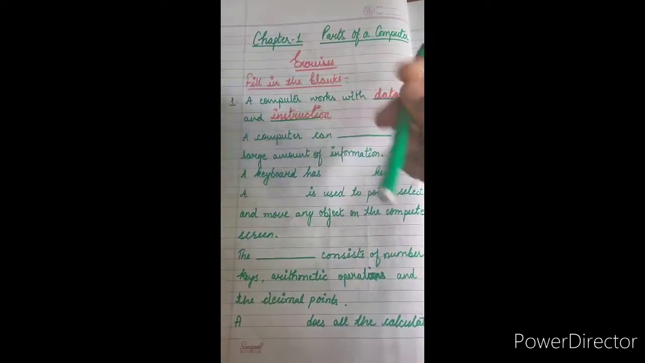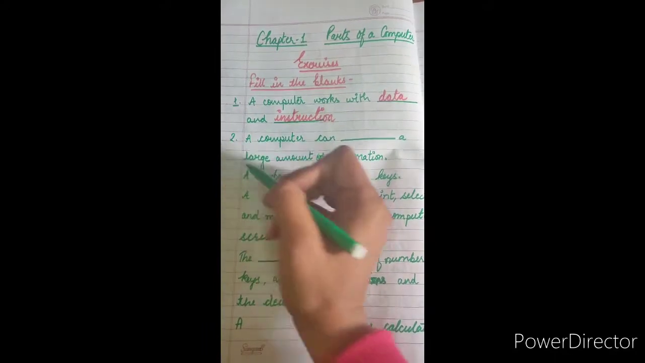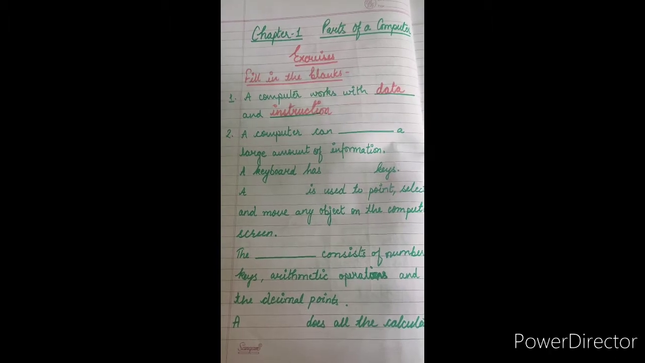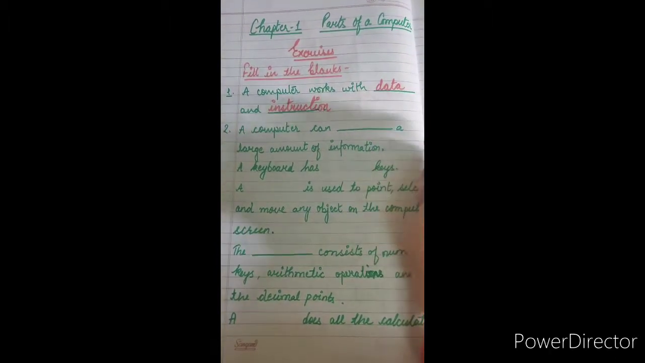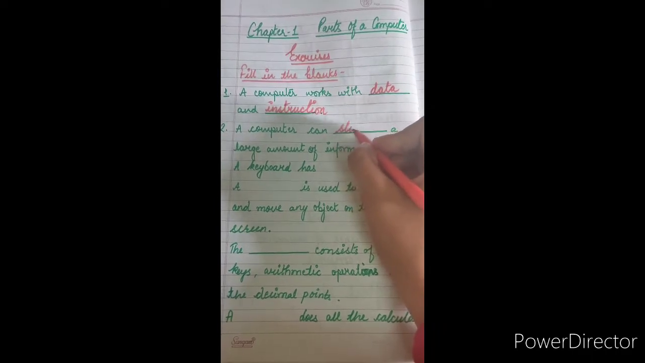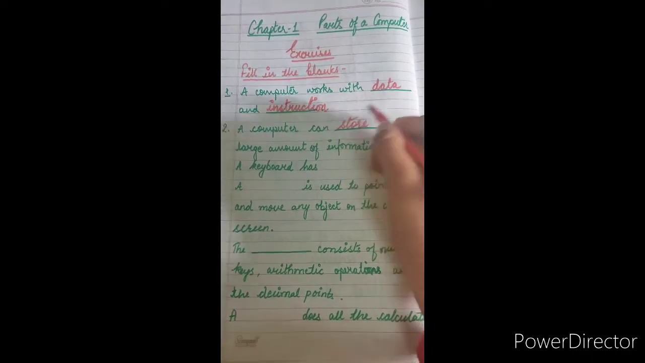Second one, a computer can dash a large amount of information. A computer can store a large amount of information. Spelling of store is STORE, store.